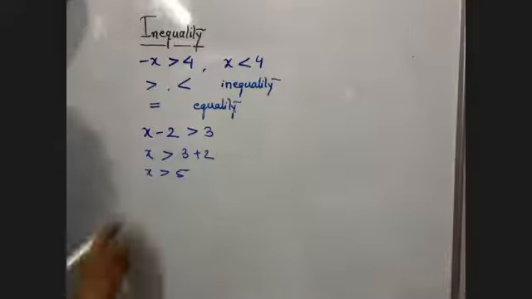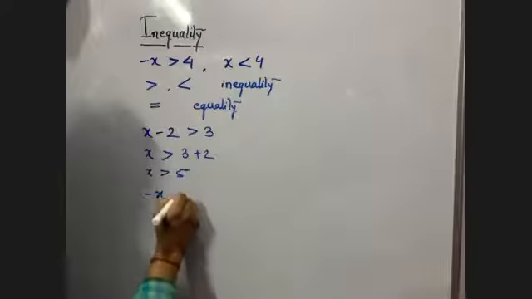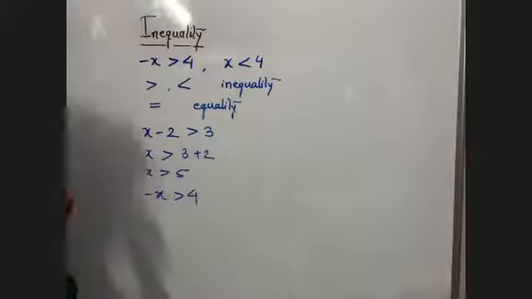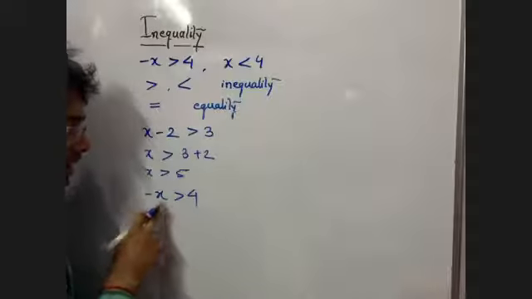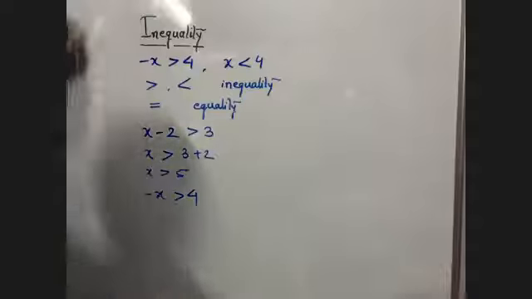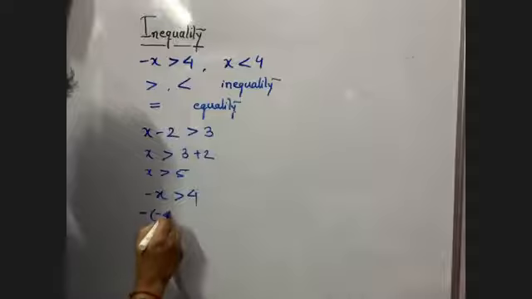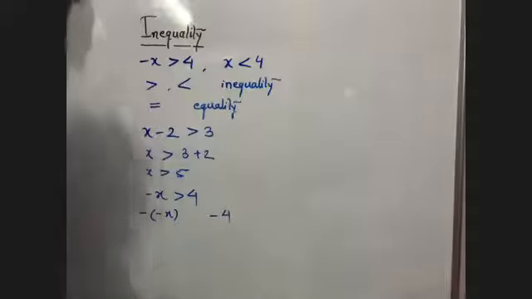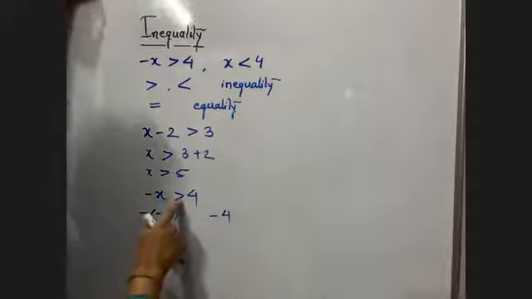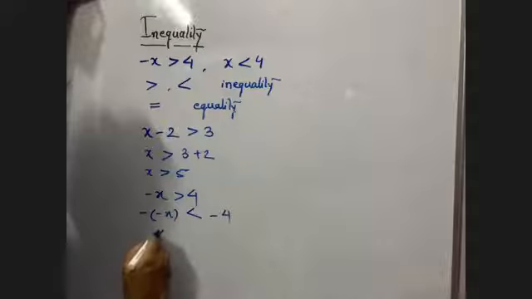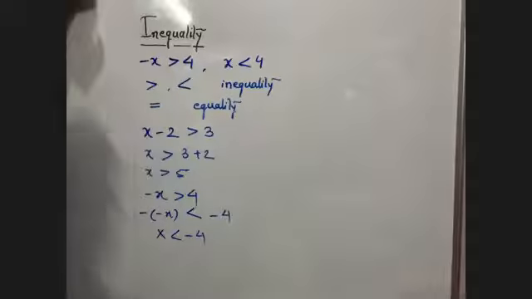Now suppose minus x is greater than 4. I have to find the values of x. Do remember one thing: if I multiply by a negative sign on both sides, the sign of inequality will change. I'm multiplying by a negative sign on both sides, and the sign will reverse. So finally I'm getting x is less than minus 4. These are a few basics which we have to remember.